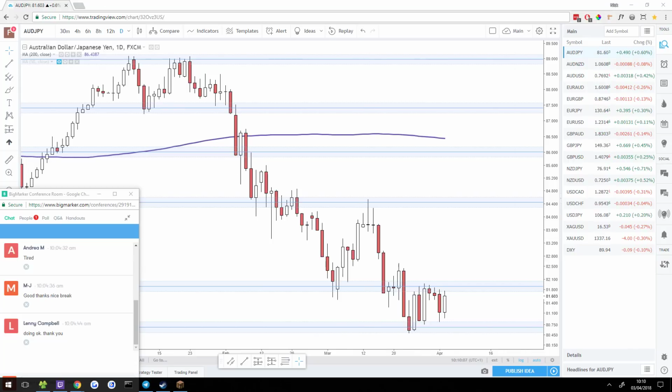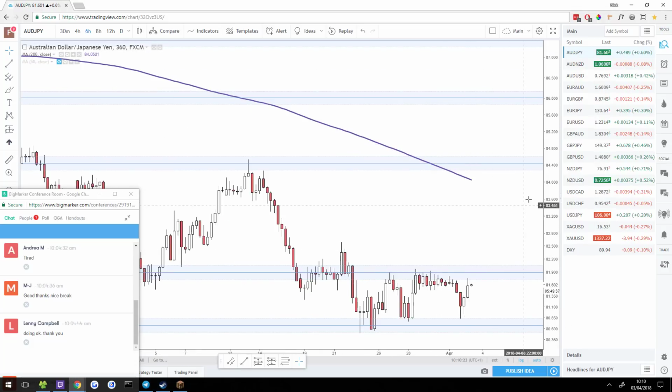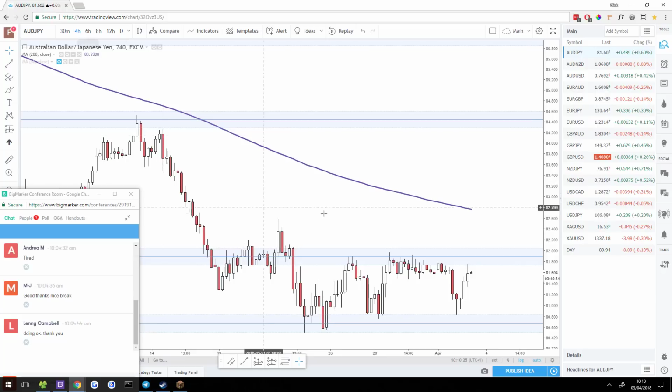What's going on here right now? AUD JPY has come down into this range. Now it's stuck between this lower support area and this upper resistance area, and it looks like it's starting to range. Might not look like that on the daily, but if we drop down to the 6 hour, 4 hour, whichever, you can see that this range has formed. So price is now ranging between the support and resistance area.